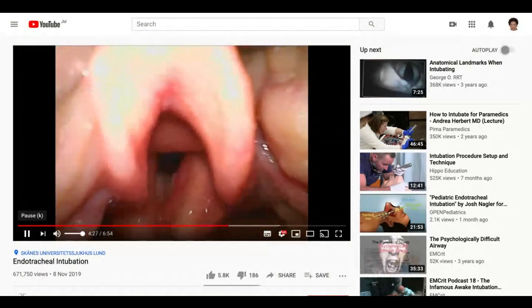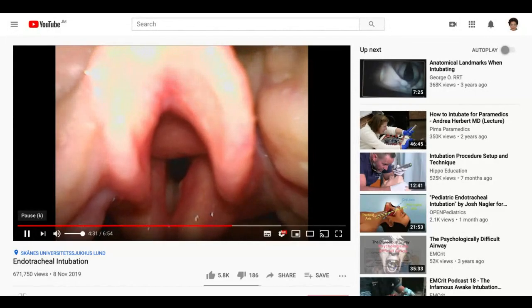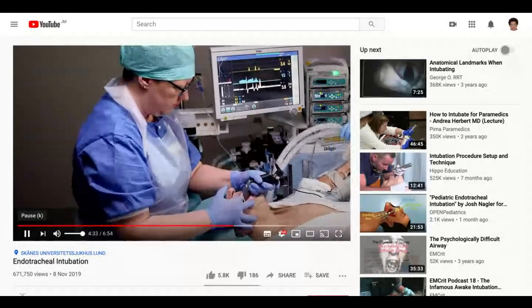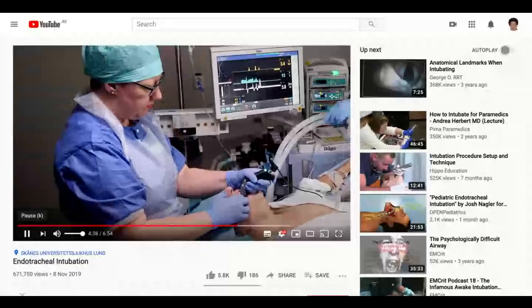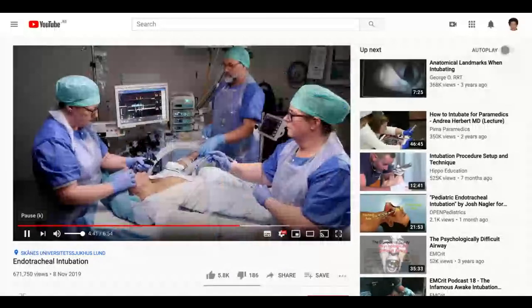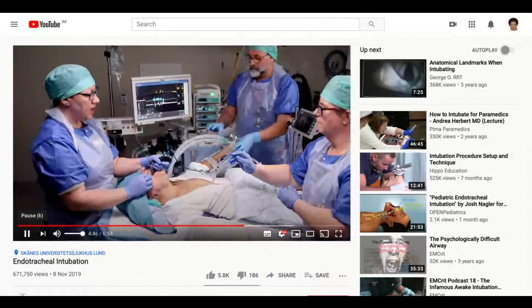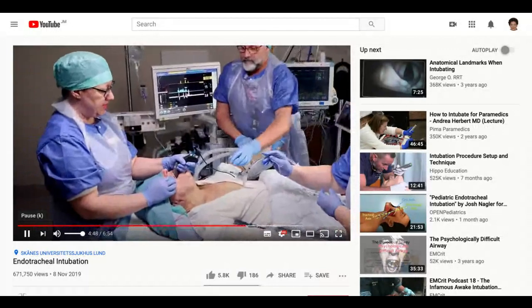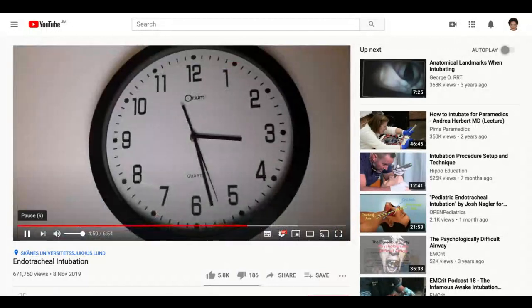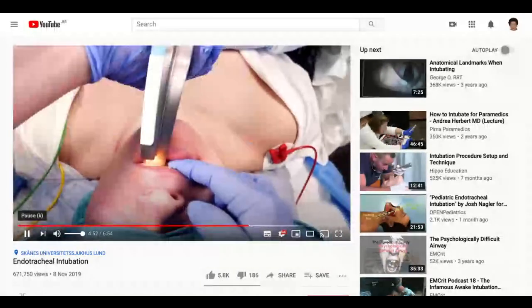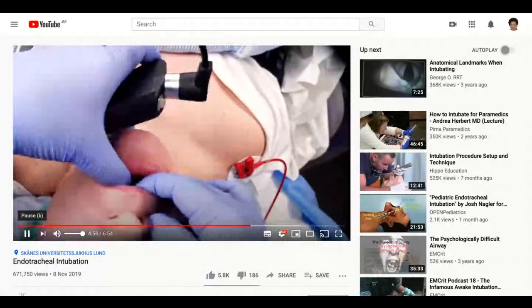This requires precision, not brute force. A common mistake at this point is leaning forward, as it feels this will give a better view. It doesn't. Stand upright with the left arm at a 90-degree angle tucked in towards your body. This allows for better ergonomics, better communication with the team, and a better overview of the ventilator, the timer, and the patient.